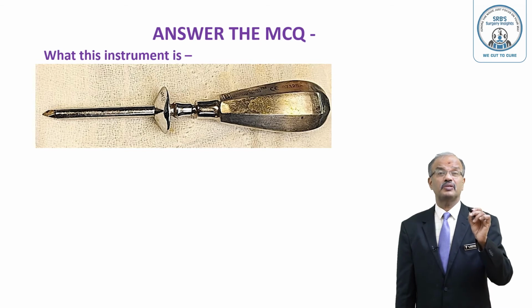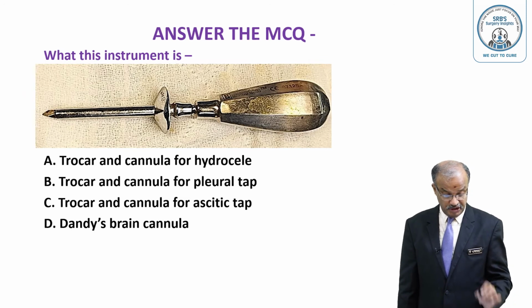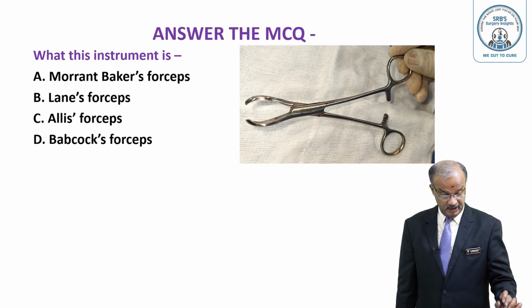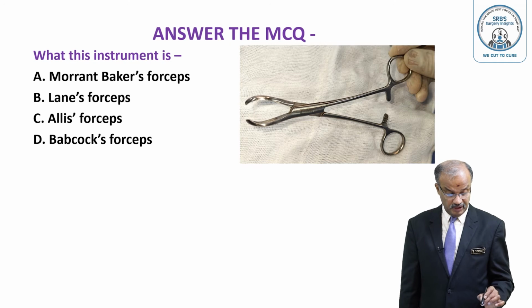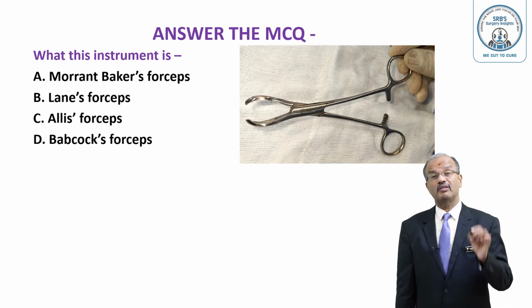What is this instrument? Students, please write the right answer. I'll acknowledge your answer. Put it in the comment box. What is the instrument? Trocar cannula for hydrocele, trocar cannula for fluid tap, trocar and cannula for ascitic tap, or brain cannula? Put the right answer, please. What is this instrument again? Moynihan's forceps, Lane's forceps, Allis forceps, Babcock's forceps? Again, put the right answer. I'll get back to you.